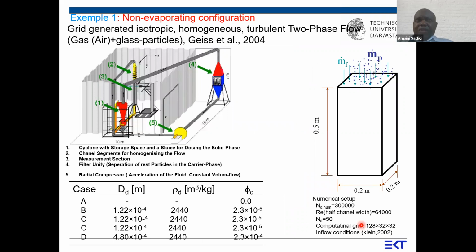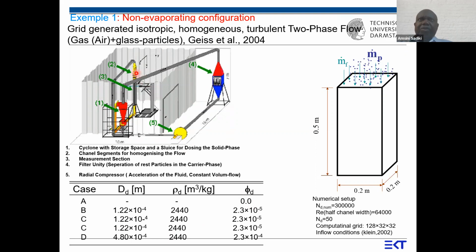We carried out this experiment in our institute. It was in 2004. This guy is now a doctor and is working somewhere. The idea was to generate a grid-generated isotropic homogeneous turbulent two-phase flow, where we have air and glass particles, and these glass particles had different diameters and also different densities. But here I put the same density, and this is the loading.